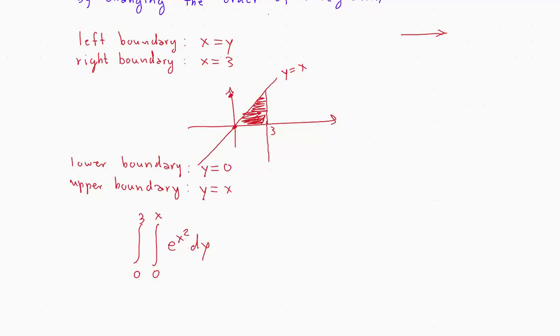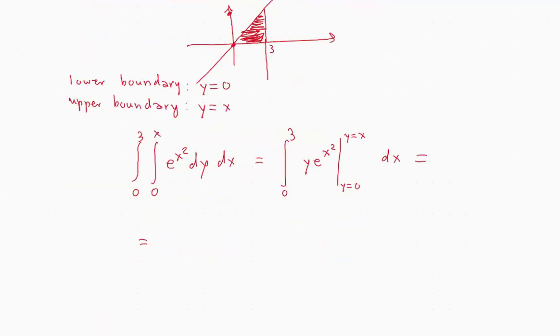And now everything has changed, because if you want to compute the inner integral, you have absolutely no problem. We're integrating with respect to y, and e to the x squared is a constant. So its antiderivative is simply y times e to the x squared. And we have to go from y equals 0 to y equals x. And this will give us the integral from 0 to 3 of x e to the x squared dx.